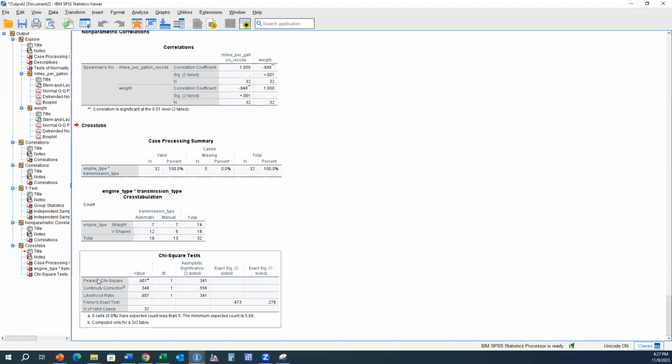Okay. And then you can see the findings of the chi-square across this row here. So this is your chi-square statistic that you would report. This is the degree of freedom that you would report. And then this is the p-value that you would report. Now, the p-value is greater than 0.05, so we do not have evidence of a significant relationship between engine type and transmission type.